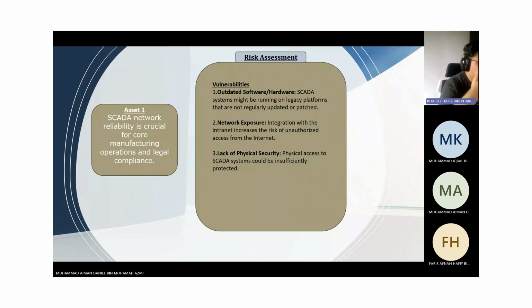Now we move on to the risk assessment for asset 1. There are several vulnerabilities for this asset. One is outdated software and hardware, which is the SCADA system might be running on legacy platforms that are not regularly updated or patched. Second is network exposure. With network exposure, integration with the internet increases the risk of unauthorized access from the internet. And last, lack of physical security. Physical access to the SCADA system could be insufficiently protected.